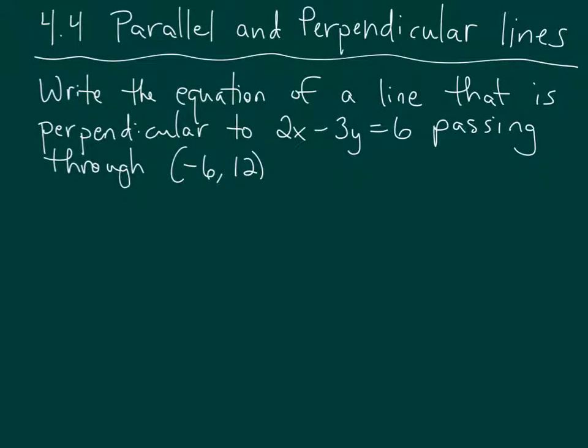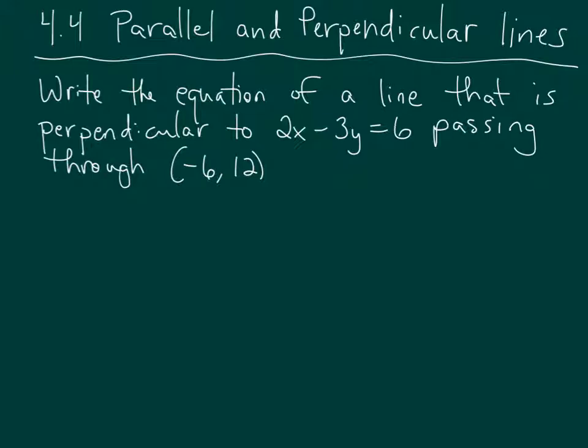All right, so now we're going to focus this one on perpendicular lines. So this one says, write the equation of a line that is perpendicular to 2x minus 3y equals 6, passing through negative 6, 12. So my very first step is I need to get this equation into slope-intercept form so I can identify my slope.